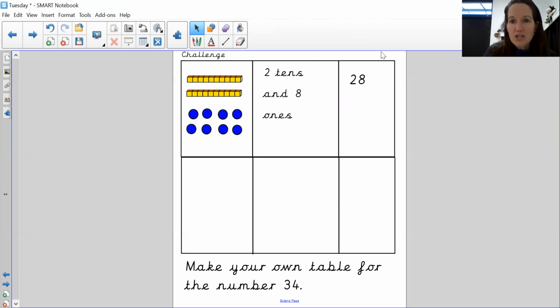Okay, so I hope you have enjoyed looking at tens and ones and taking those numbers in the 20s, 30s, 40s, up to 50 and separating them into tens and ones. Now remember, keep up with your doubles and your halves and your number bonds, and I will see you soon.